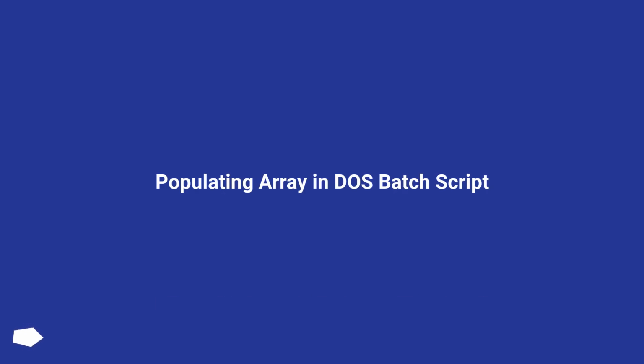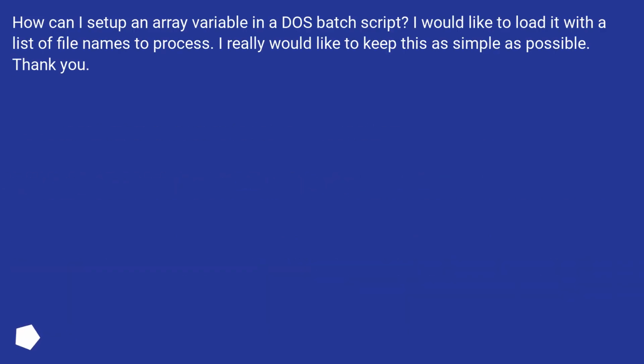Populating array in DOS batch script. How can I set up an array variable in a DOS batch script? I would like to load it with a list of file names to process. I really would like to keep this as simple as possible. Thank you.